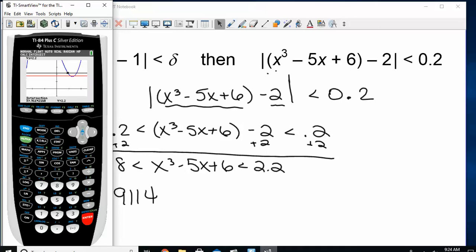Okay. Now we need the second one, so you repeat. Second, trace, intersect. First curve, again, we just want that cubic. Second curve, I want the red line. Move over close to it, and I get 1.1240.